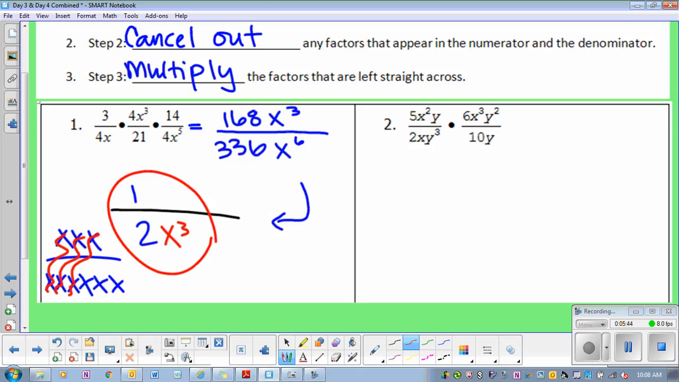So I want you guys to try number 2, please. I think you can do this one. Number 2. So did you guys get this? Let me see. Up on top, 5 times 6 is 30. I have x to the 5th and y cubed. Down at the bottom, I have 20 and y to the what?